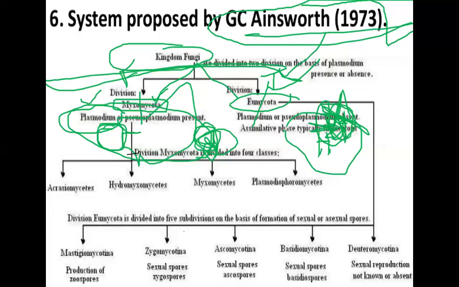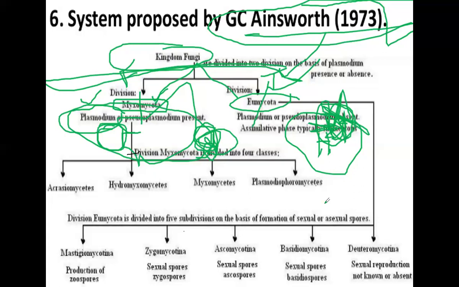Myxomycota is again divided into how many? Four divisions? No, four classes. The Myxomycota division is divided into four classes. What are those four classes? Read out. Acrasiomycetes, Hydromyxomycetes, Myxomycetes, and Plasmodiophoromycetes. These are the four types that we will discuss, not elaborately, only briefly.